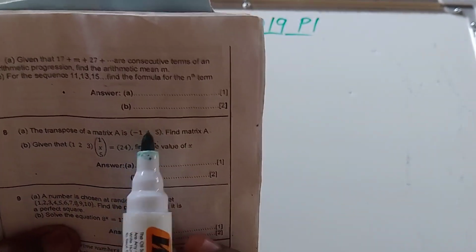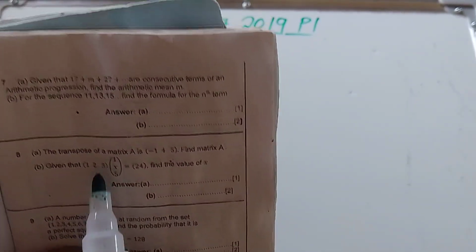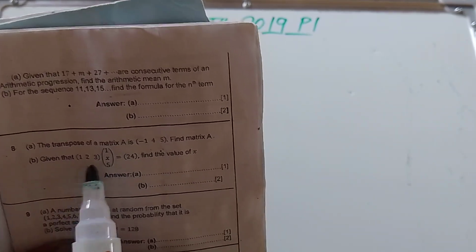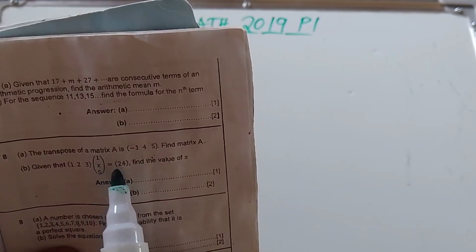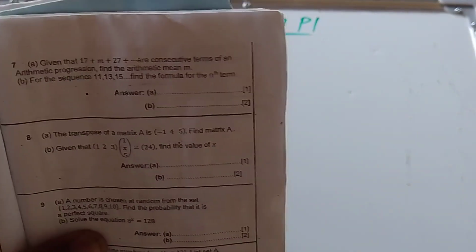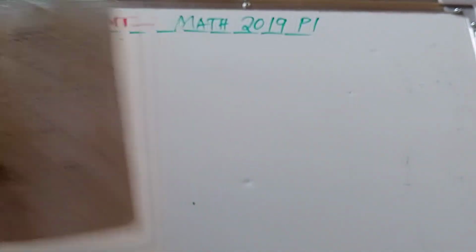the transpose of a matrix A is -1, 4, 5. Find matrix A. Question B: given that 1, 2, 3, then open brackets 1, x, 5, close, equal to 24, find the value of x. The first question is 1 mark, and this one is 2 marks. Okay, so let me just write these questions.